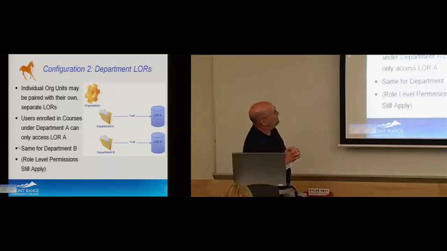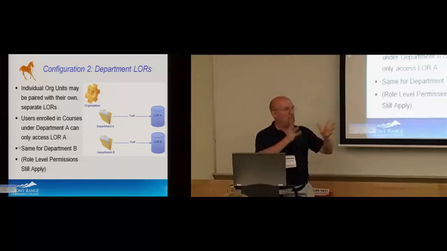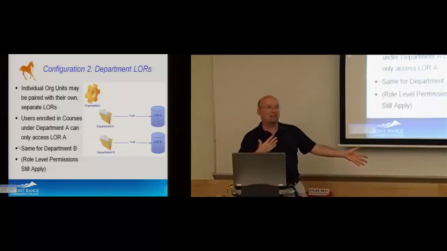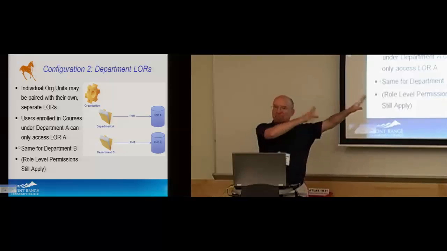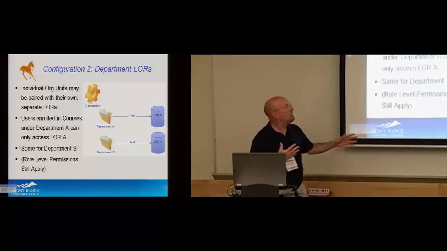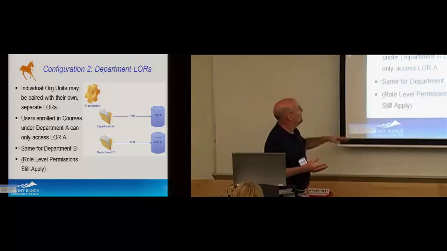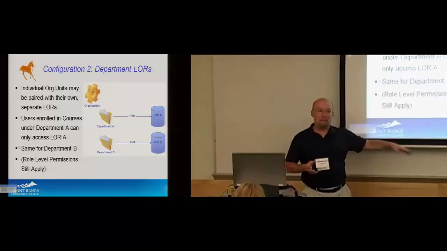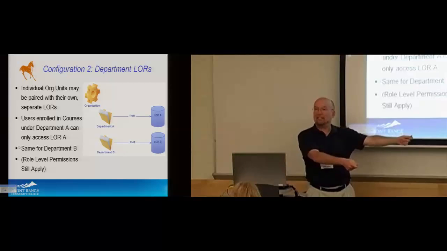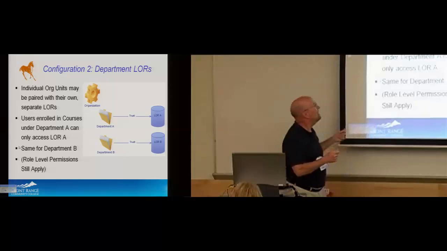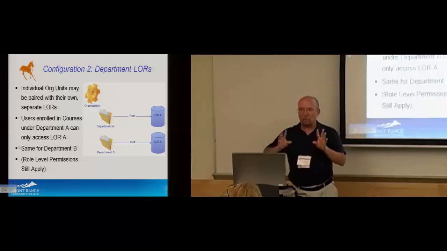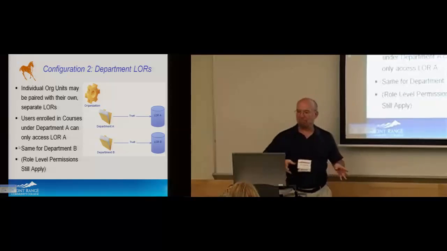Now, this says one other strategy is the computer science department gets its own repository. Everybody else hands off. This is our stuff. The math department gets their own. The English department gets their own. The role permissions still apply. The people that can put it out there are the ones that are designated as the ones that can put it out there. But now we just worry about one department at a time.